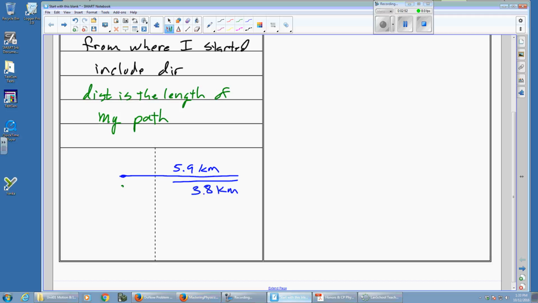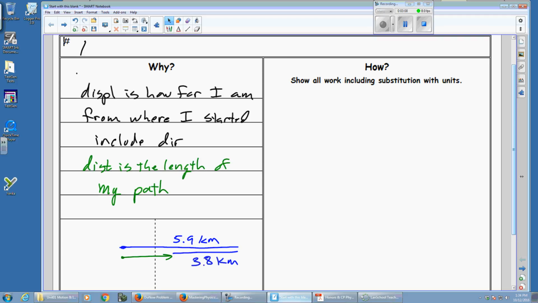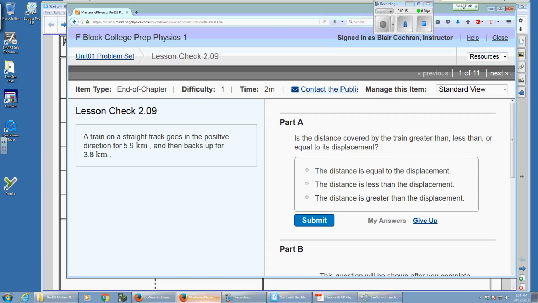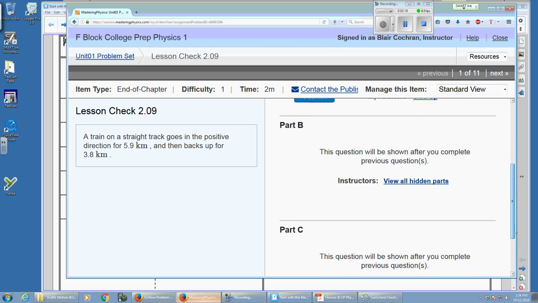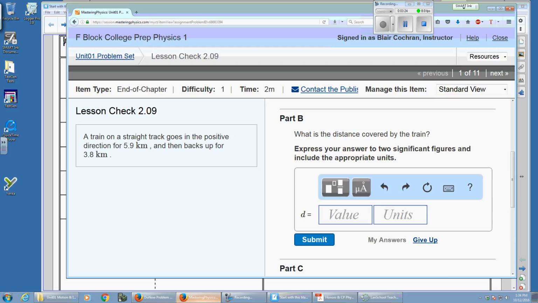And like yesterday in the example problems, I'm going to draw in that displacement vector, right? So this is very, very similar to that example problem we did with going to the store and everything like that. Yes? No? Maybe? Yeah. So let's see what they want to know. Is the distance covered by the train greater than, less than, or equal to its displacement? I'm going to let you answer that one because I don't want to answer the multiple choice for you.